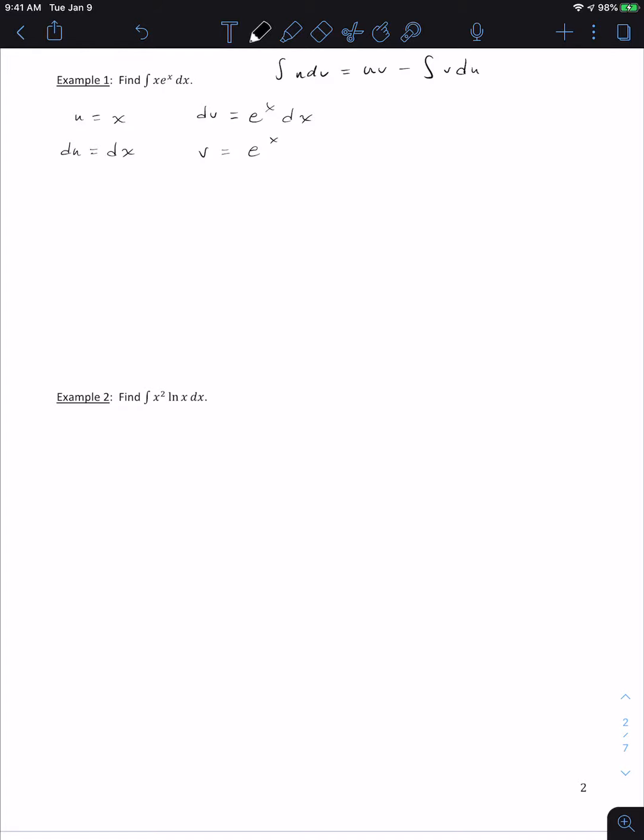Okay, so we've got our pieces of the puzzle. So the integral of x e to the x dx is equal to u times v. U is x, v is e to the x, minus the integral of v, which is e to the x, and then du, which is just dx. All right? So we get x e to the x minus, what's the antiderivative of e to the x? Well, that's e to the x plus c.